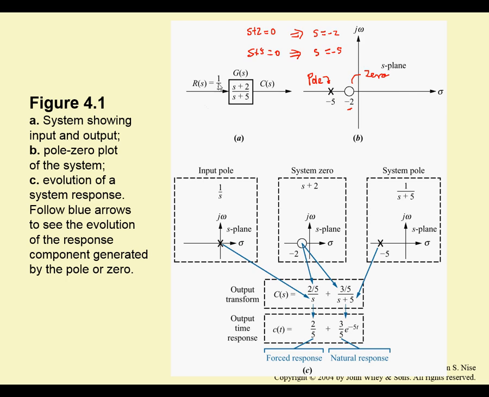Okay? Now you see in here we have an input which is 1 over s. If you set the denominator to 0, then the root of the denominator is right here, right? At the 0 point. Okay? So we have a situation where we have this zero here. We have this pole over here, and we have the other pole over here.